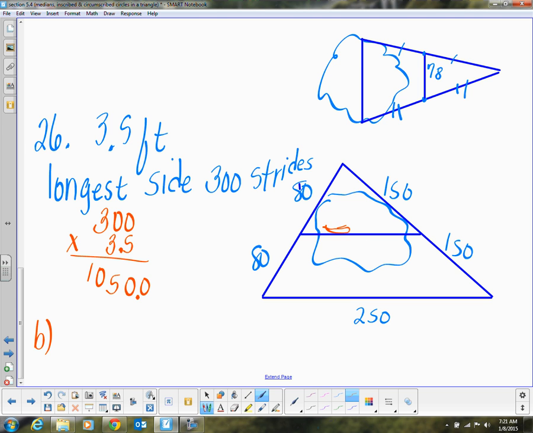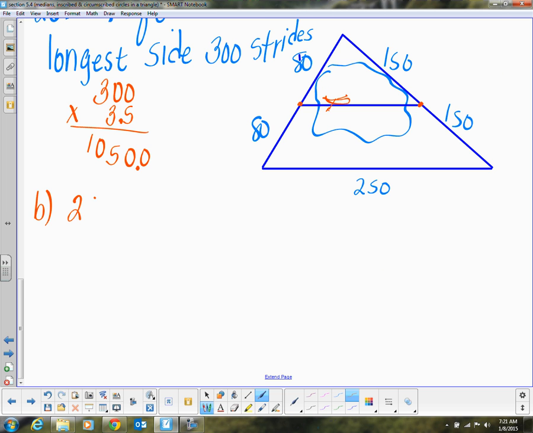Part B, the kayak's going to be here. That's the kayak. They want to know how far. Maybe they want it in feet. What distance must you paddle across the lake? So if this is 250, what must this be? Okay, and you got that by? All right, and that's 125 strides. So how are you going to figure out how many feet that is?